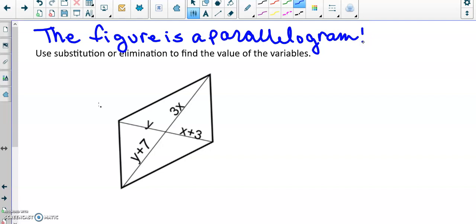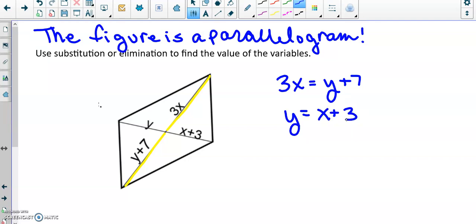So that means that 3x is equal to y plus 7 because this segment that I'm highlighting in yellow is equal to that segment that I'm highlighting in yellow, and y is equal to x plus 3 because this segment is equal to that segment. So we have a couple of options.